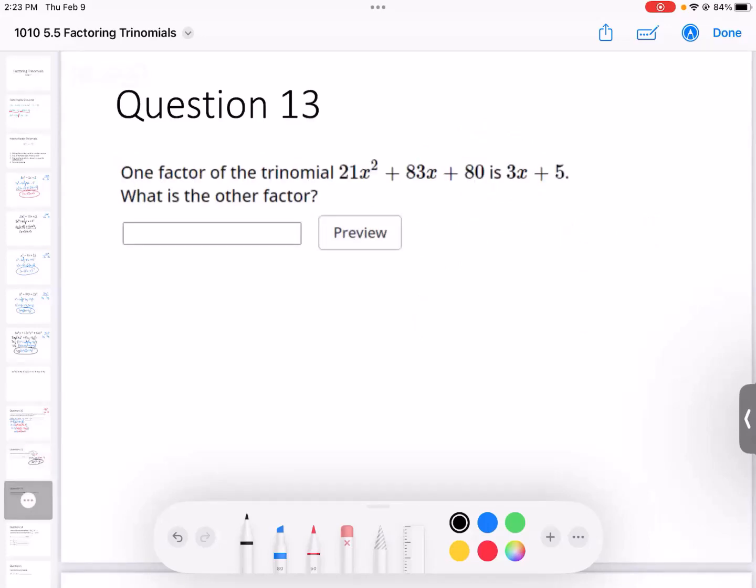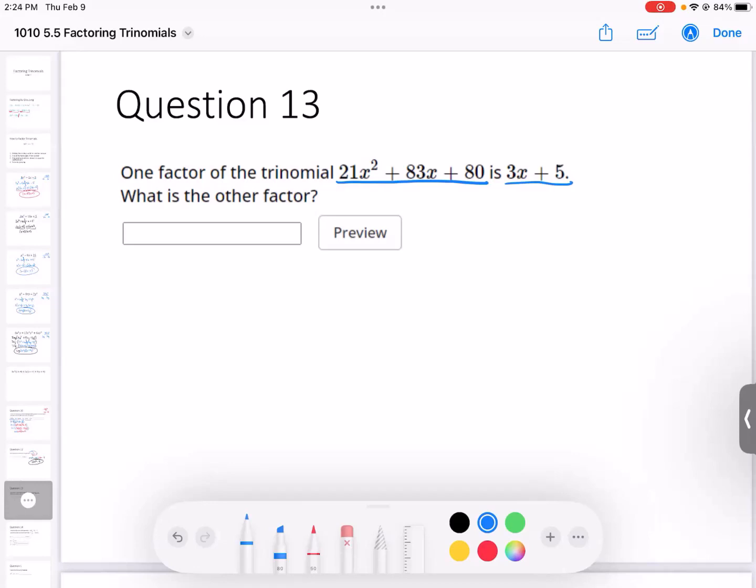Okay, question 13. There's two different ways you can do this one. The problem says you have this trinomial, and one of the factors is 3x plus 5. And then they ask, what is the other factor? One way you can do this is to factor the polynomial and look at which factor is not the one that's 3x plus 5, because they've basically given you half of the answer already.